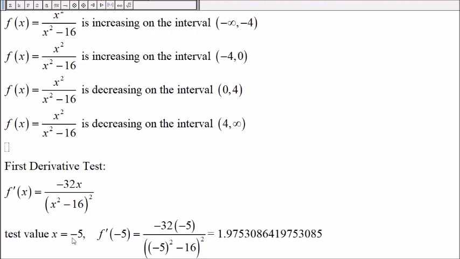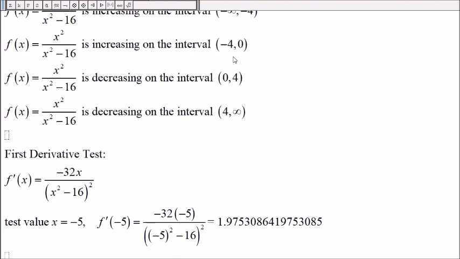So we pick -5, then here's the derivative function. In the place of x, we put -5, -5, -5. And then evaluate this and simplify on the scientific calculator, and we get a positive 1.97. And again, we're getting a positive value because the function is increasing on this interval.